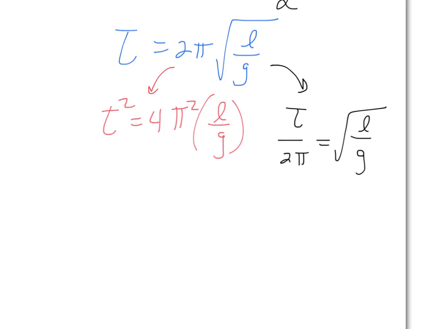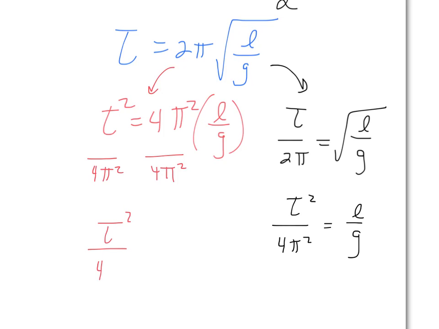In black, if we squared both sides, we get tau squared over 4 pi squared equals L over G. It's the same thing here if we just divide both sides by 4 pi squared, giving you tau squared over 4 pi squared equals L over G. Either way is the same answer in the end, but some students do better squaring first or squaring after. It's up to you. In this stage, we divided by 2 pi, then we squared this side, making it this, and squared this side, making it this.